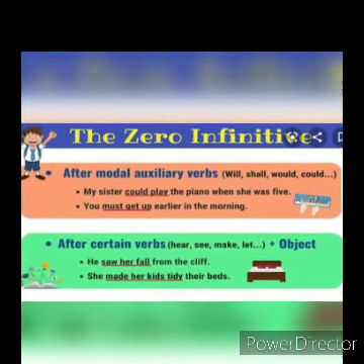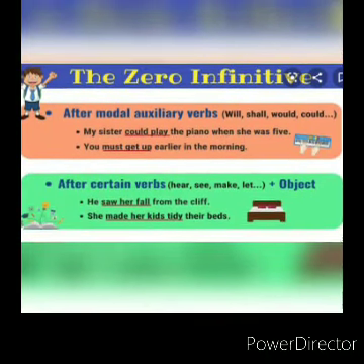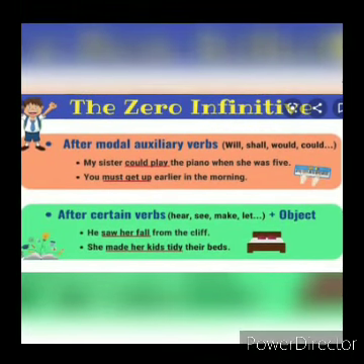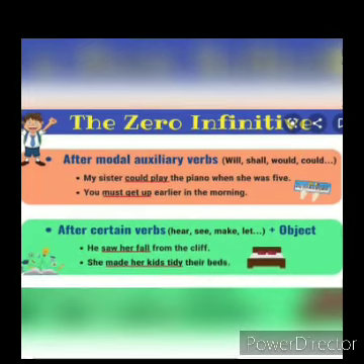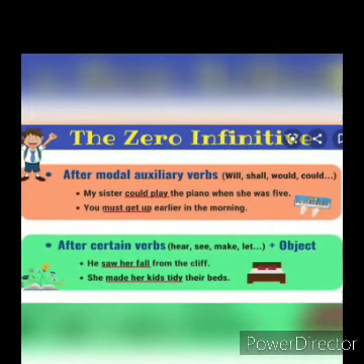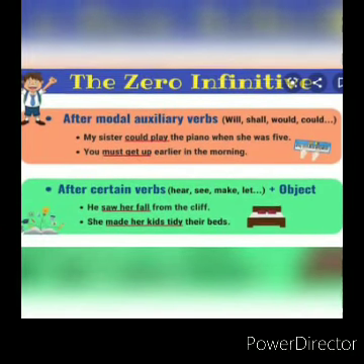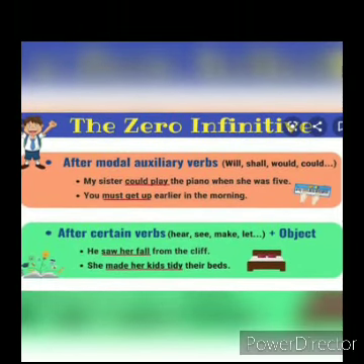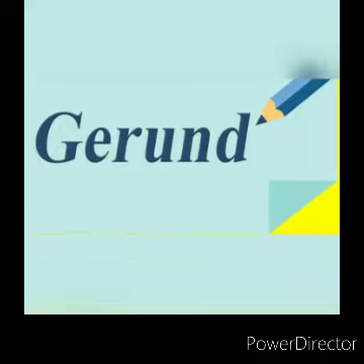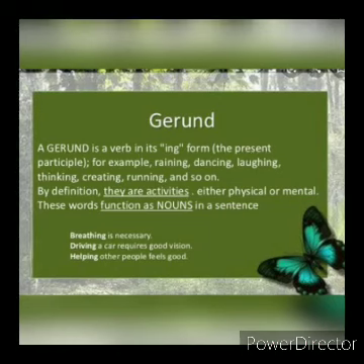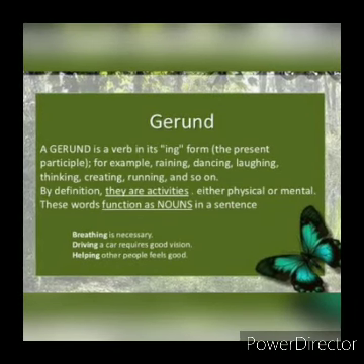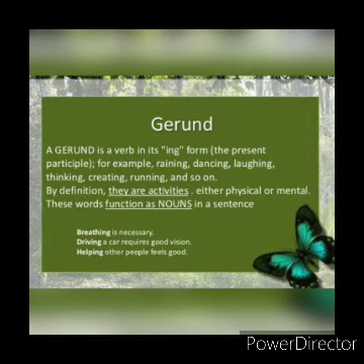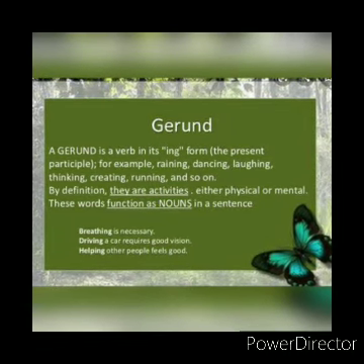After the 9 modals, we should not use to. In a similar way, after words like let, make, help, we should not use to. That is why they are called bare infinitives or zero infinitives. Gerund. Gerund is a verb in its ing form. Example: raining, dancing, laughing, etc.